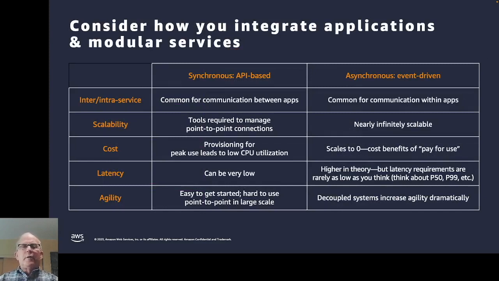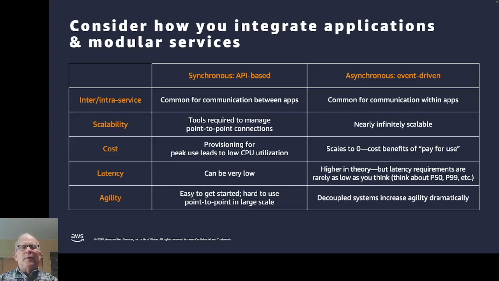Now let's talk about integration options. Broadly, we see two categories of integration: synchronous, or API-based integration, and asynchronous, or event-based. Modern applications use both types of integration. Now, there are trade-offs to consider based on your business requirements. Event-driven communication is nearly infinitely scalable, but also scales to zero, which can enable a cost benefit for you.